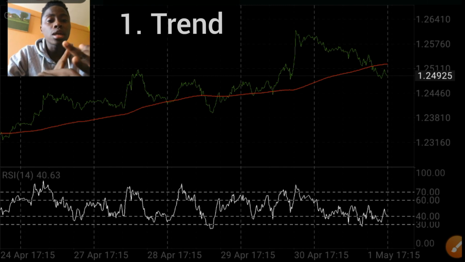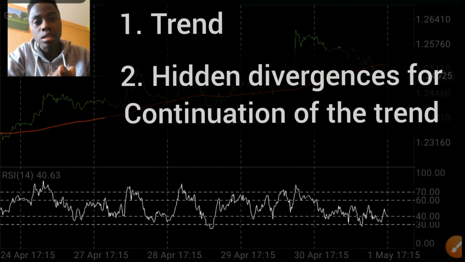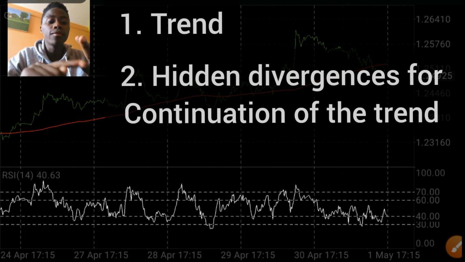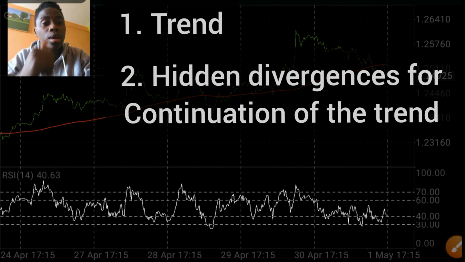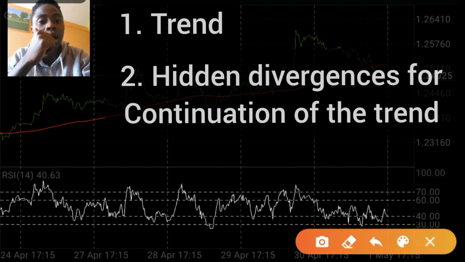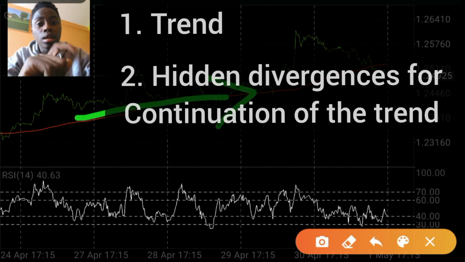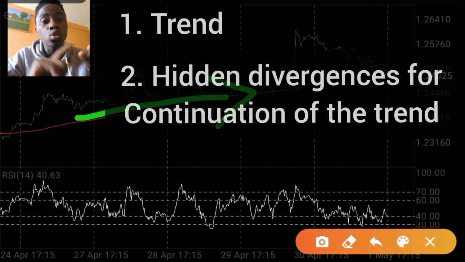All right, so the second thing you need to check is the hidden divergences. Can you see the hidden divergences? And the third thing, if you know the trend, let's say we are bullish, so the trend on the 200 MA is bullish. Then we have a hidden divergence. All right, you've spotted a hidden divergence. Then on top of that, you have to check the last thing, the reversal divergences.